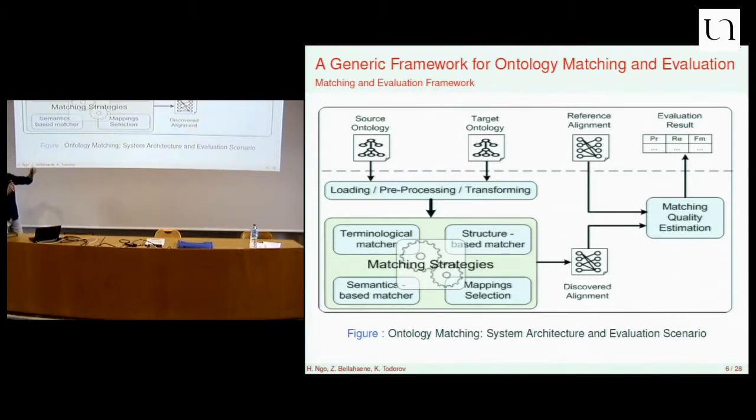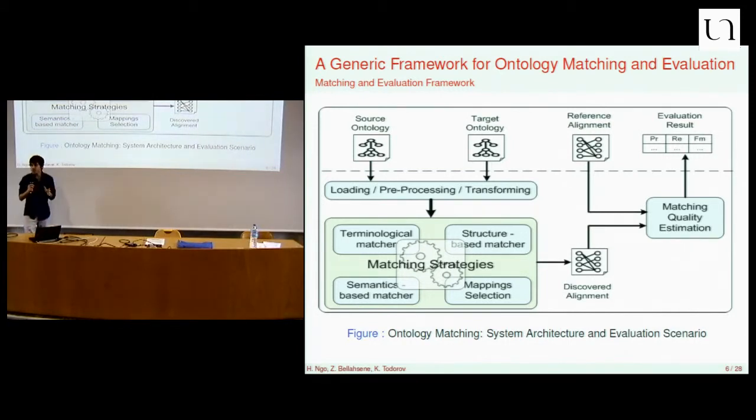Then we feed two ontologies onto this matching system. They are transformed in a certain way, and an alignment is discovered between these two ontologies. And in order to evaluate the quality of this alignment, we need a reference matching, which is already available, either produced by experts or from other sources. We compare our discovered alignment to this reference alignment, and we measure the quality of the alignment by using standard evaluation techniques from information retrieval, such as statistical measures like precision, recall and F-measure.